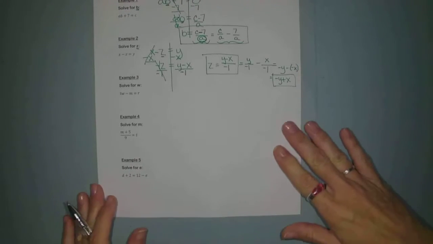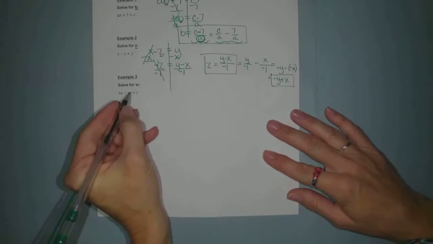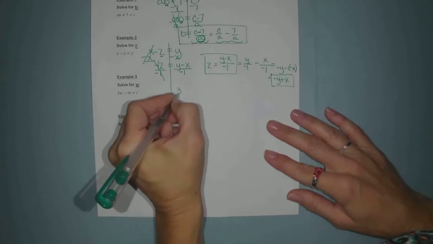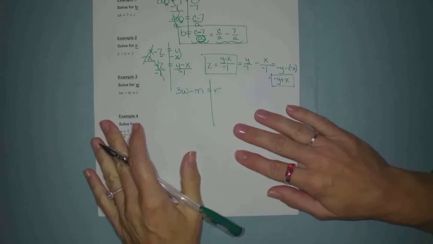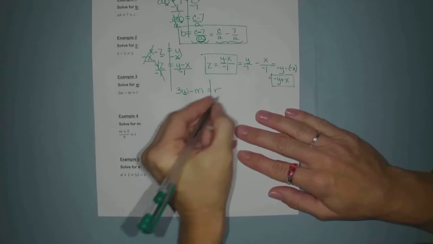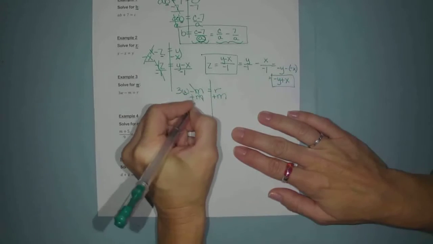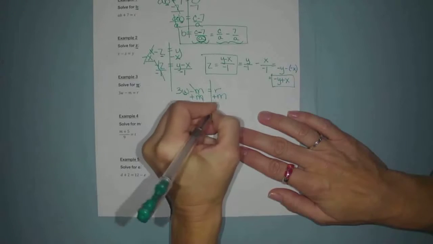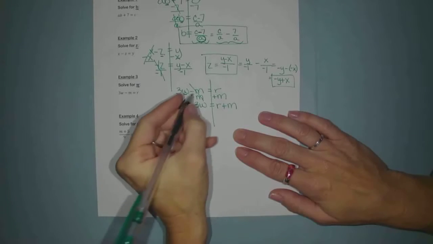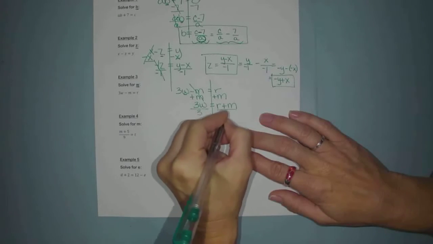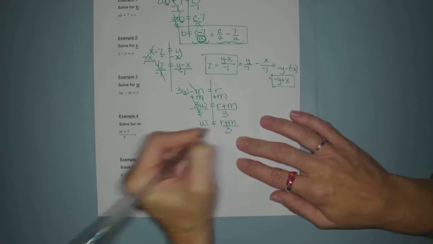Okay, example 3. Solve for w. 3w minus m equals r. Okay, so we're solving for w. Here's my w. So I'm going to go ahead and add m to both sides, getting rid of the m here. 3w equals r plus m. And now we're going to divide by 3 because we want to isolate w. So w equals r plus m over 3.